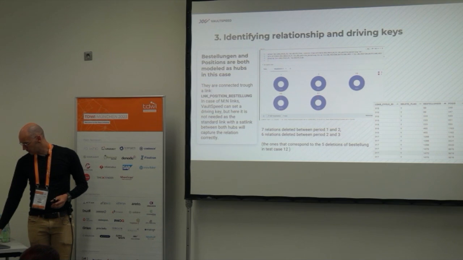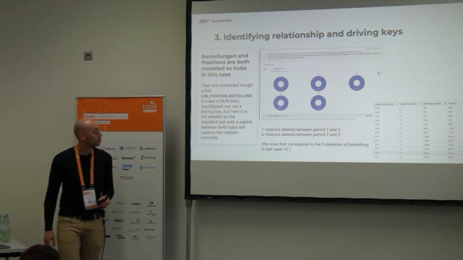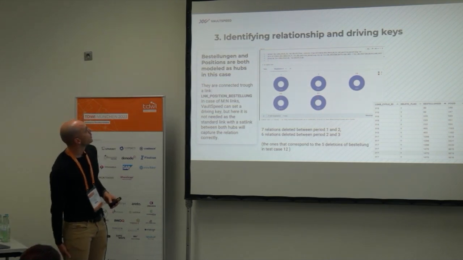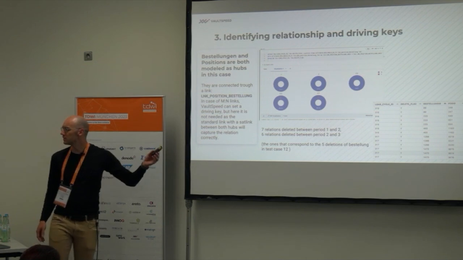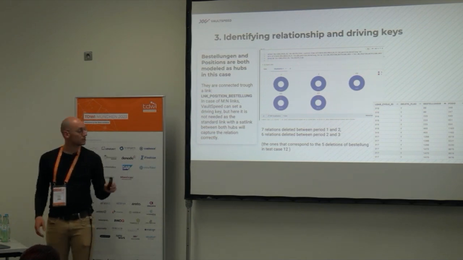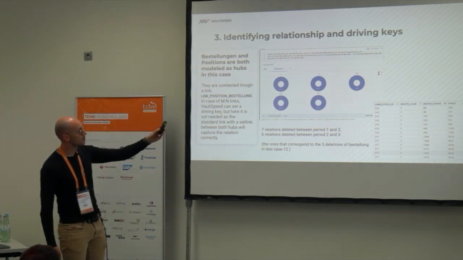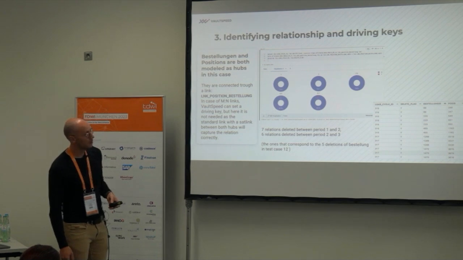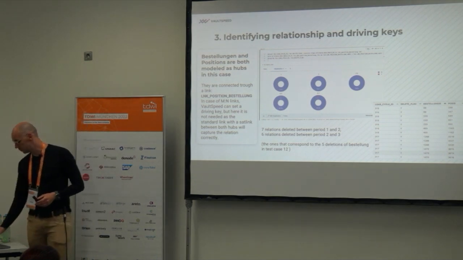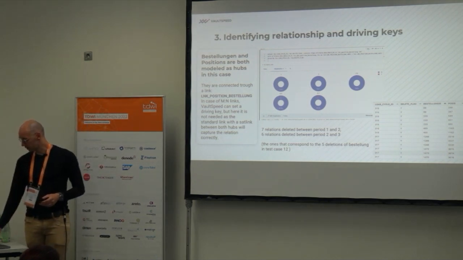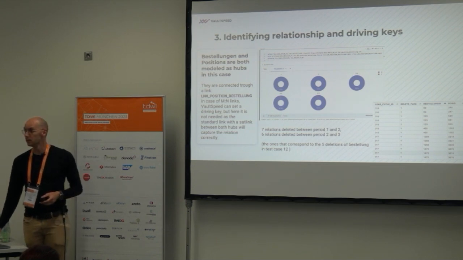Same thing for this. This is an example where there were deletions of this relationship, and this is just some proof that there were indeed a few deletions between the orders and the positions, and that was captured by the Data Vault model.